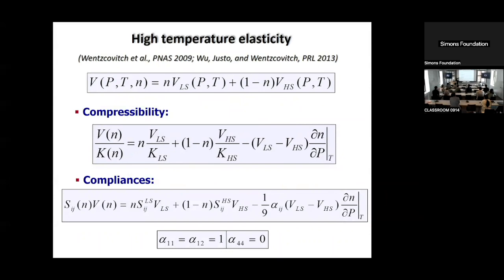You can derive similar expressions for the components of the compliance tensor, which is the inverse elastic tensor. Also, the components interpolate linearly between those of the end members and have an anomaly term, but there is a prefactor that depends on the kind of strains involved in that particular coefficient. If the strain does not change volume to first order, which would change the low spin fraction, then you don't have this term. Epsilon 4, a shear strain, does not change the volume of the structure to first order. Therefore, for S44 or C44, this term is 0.